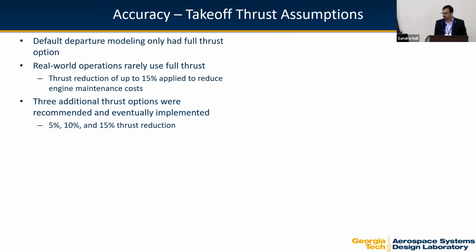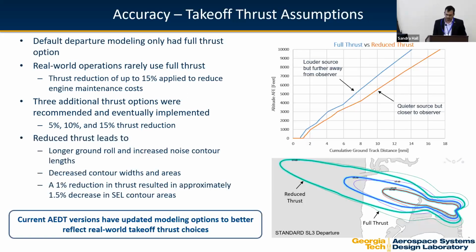Moving on to takeoff thrust assumptions. Again, the default option in ADT would assume full thrust for takeoff and full climb thrust for the climb. But that's not really what we see in the real world. Unless you're severely performance limited, you wouldn't want to use full thrust for your operations. You can usually do a thrust reduction of up to 15% to save some engine maintenance costs. So we again went into it, and we saw that three additional profiles were recommended for reduced thrust. We're looking at 5, 10, and 15% thrust reduction. And here we can see what the impact of those new options is.